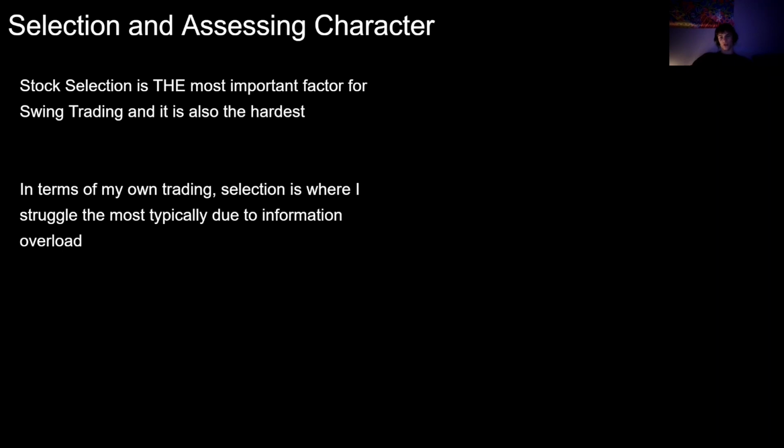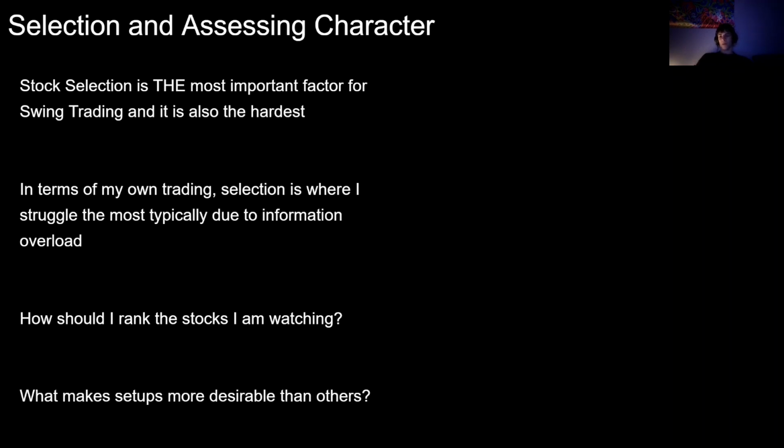In terms of my own trading, selection is really where I struggle the most, and I think a lot of the time it's due to information overload. There's so many things that you could be looking at, and so many where this signal could be positive, but it could also be negative. So you really need to ask how you are going to rank the stocks that you're watching, and what makes setups more desirable than others.